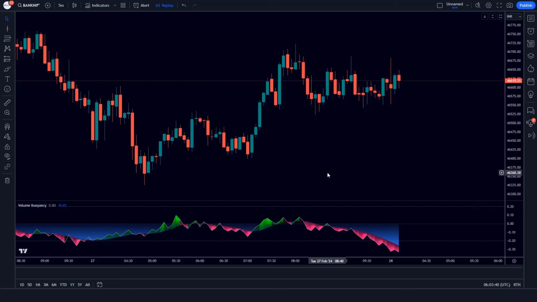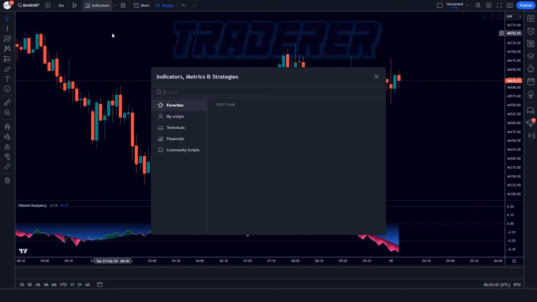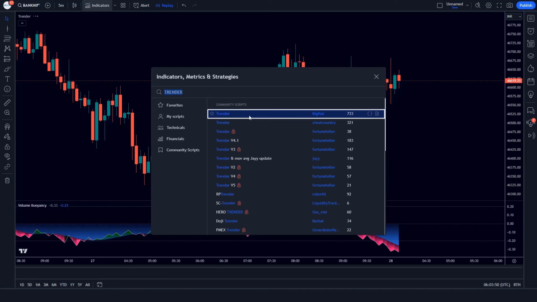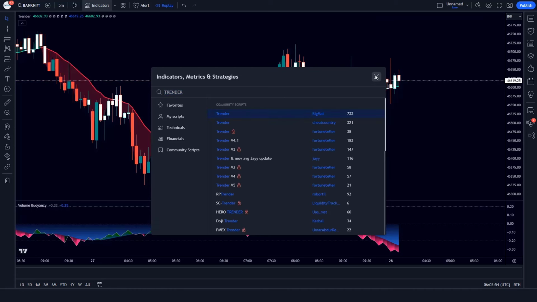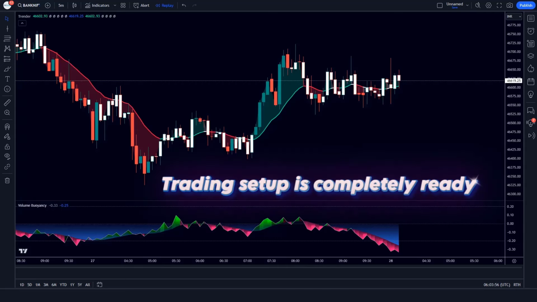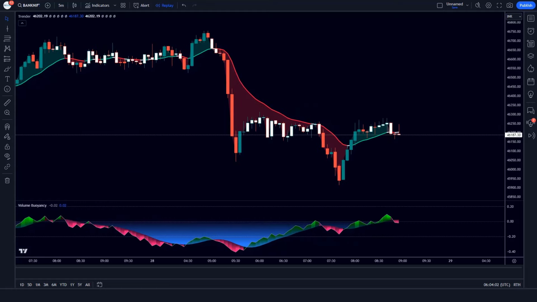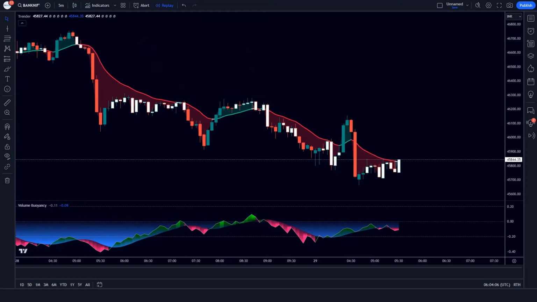After that, we have to apply another indicator on the chart. We will search Trender in the search box of Tradingview. After that, we have to click on Trender by Big Mat option. You can see that now our trading setup is completely ready. It provides you with both bullish and bearish signals, ensuring you never miss a trading opportunity.